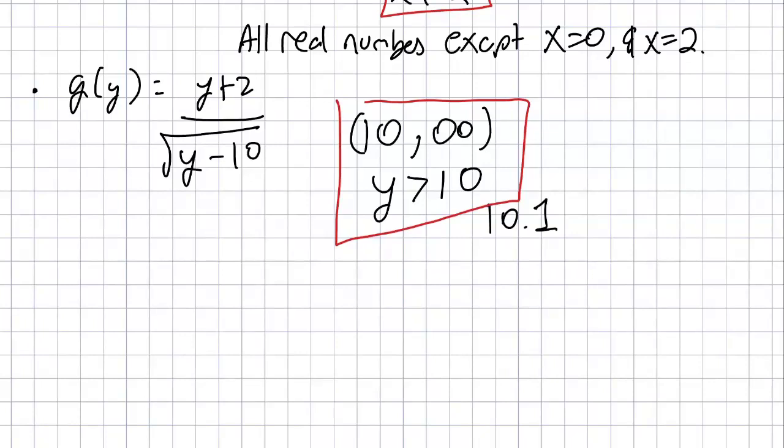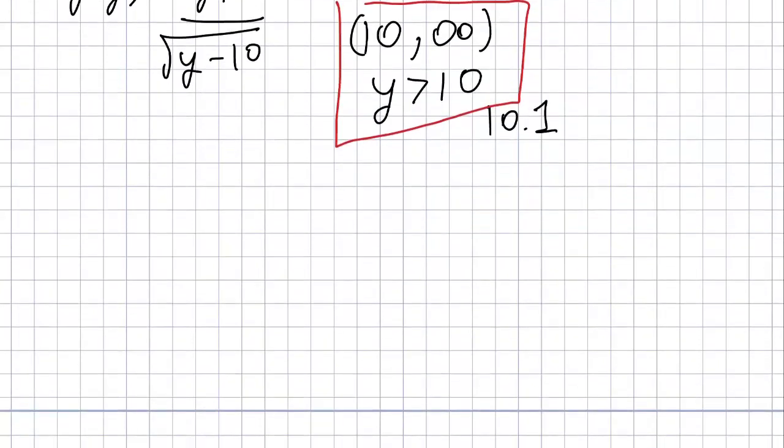What's another thing you could have done? Okay. Last problem, and then we're done. f of x is equal to the square root of x plus 2. What would the domain for this one be?